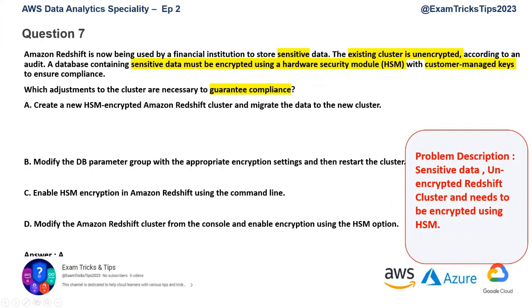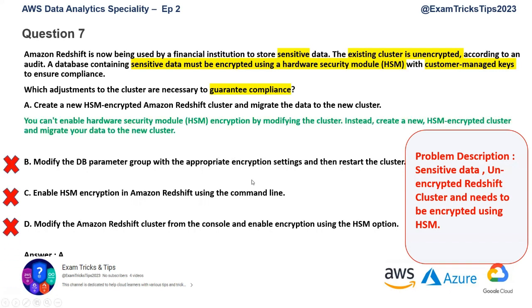So if you look at options B, C, and D, all are dealing with some different mechanism to solve this problem. But if you look at answer A, that's exactly what we need. It's creating a new HSM encrypted Amazon Redshift cluster and then migrating data to the new cluster, exactly what we saw in the documentation. And that's the answer.